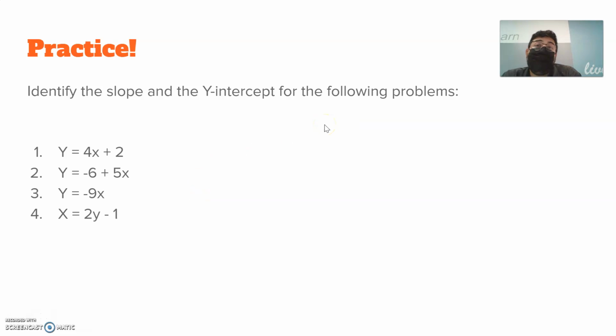So I want you to take some time to practice. Go ahead and pause the video, and while the video is paused, please identify the slope and the y-intercept for the following problems. So look at the problems. Y equals 4x plus 2, y equals negative 6 plus 5x, y equals negative 9x, and x equals 2y minus 1. Go ahead and identify the slope and the y-intercept for the following problems. Take your time, pause the video, and unpause when you're ready.